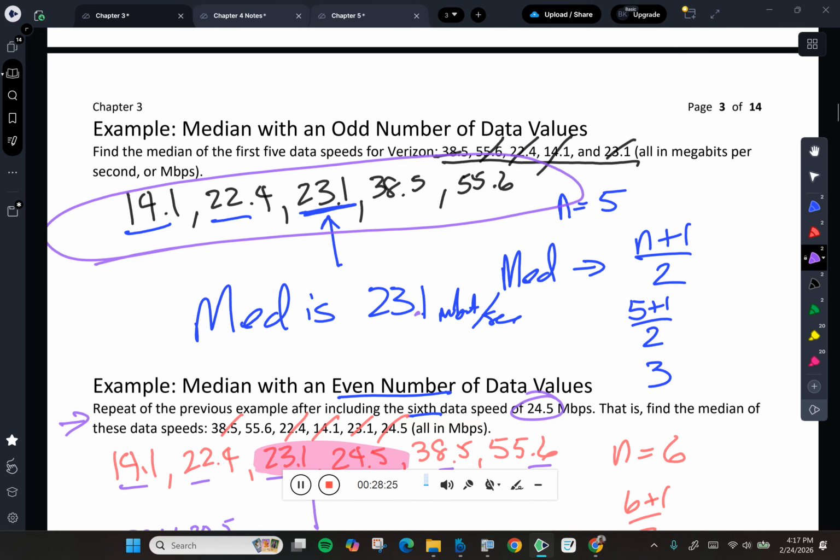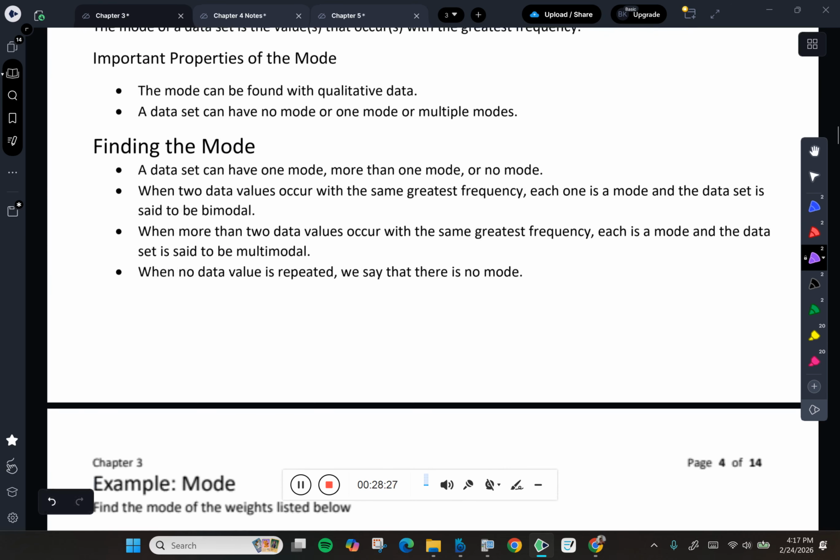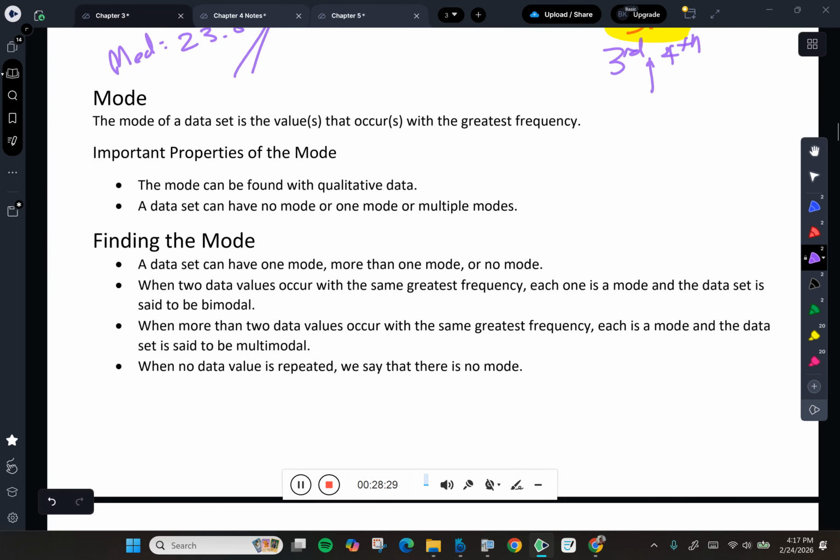Our third one is the mode, but we're at 28 minutes, so I'm going to end this video here, and I'll start the second part of this one at the mode. See you for part 2.